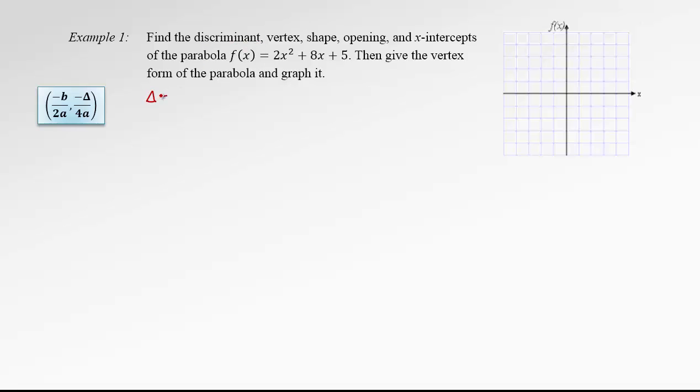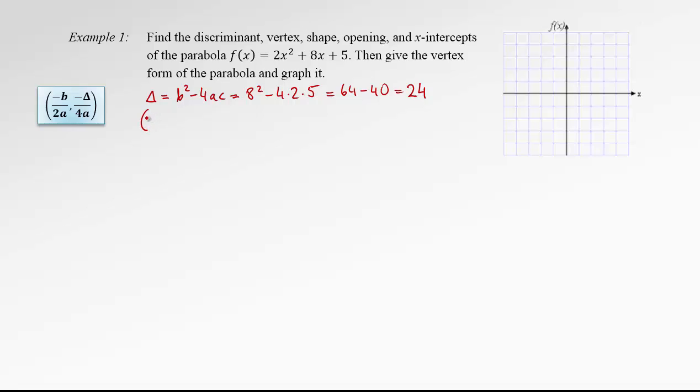The discriminant delta equals, remember, b squared minus 4ac, and those are our coefficients a, b, and c. So b squared minus 4ac gives us 8 squared minus 4 times 2 times 5. That gives us 64 minus 40, so it's 24.